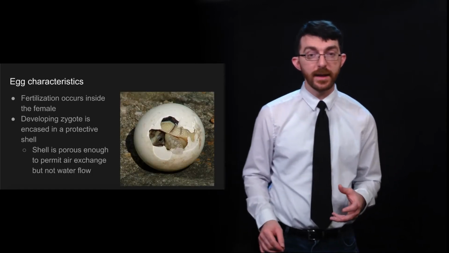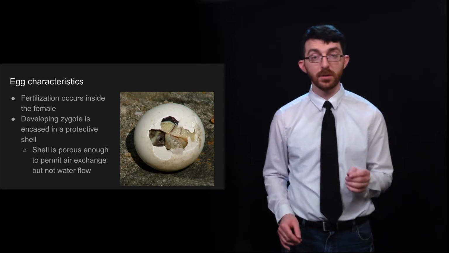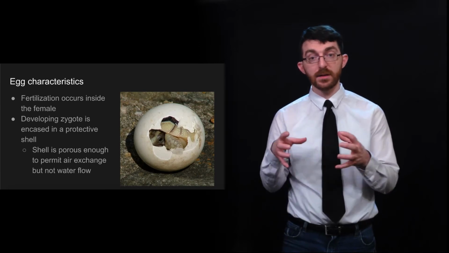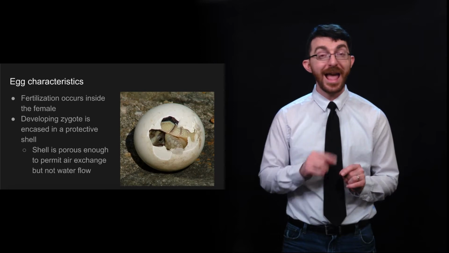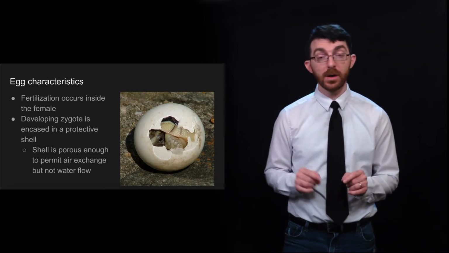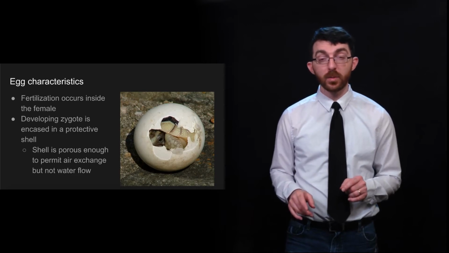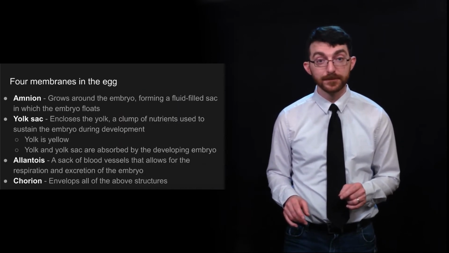So what are these eggs like? First, fertilization occurs inside the female, so this is internal fertilization. The developing zygote is encased in a protective shell, and the shell is porous enough to transmit air exchange, but not water flow. So it's watertight, but it's not airtight. This way, the developing embryo also has access to oxygen.